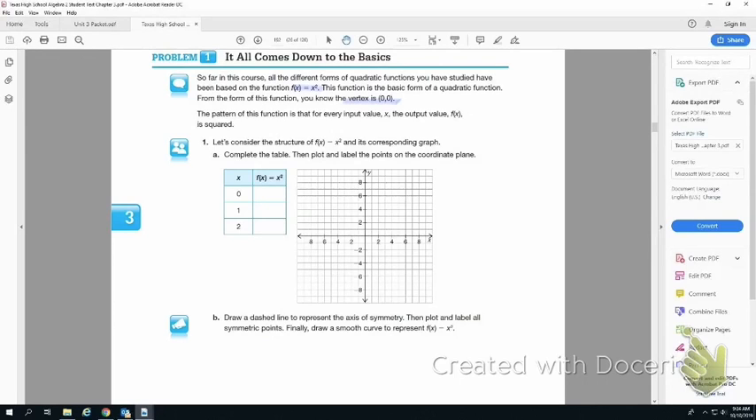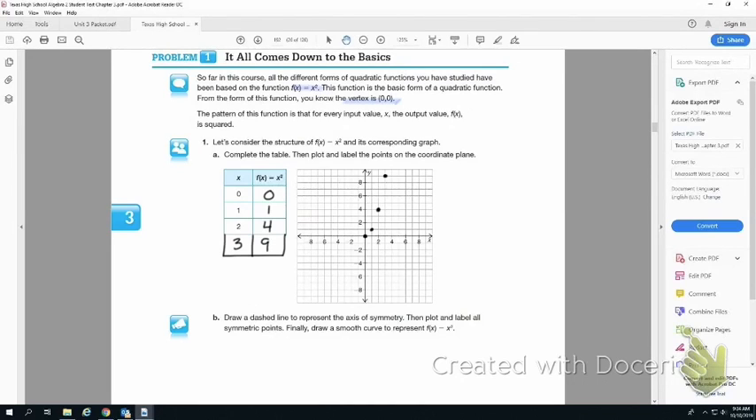It says the pattern of this function is that for every x value, the output is x squared. So all that means is to find this y value, we're just going to square the x value. So 0 squared is what? 1 squared is what? 2 squared? And then I will normally, for this, because most times you can get another point on there, 3 squared is what? 9. So you would take those points, go ahead and graph them. You need to know those 4 points that are in that table.